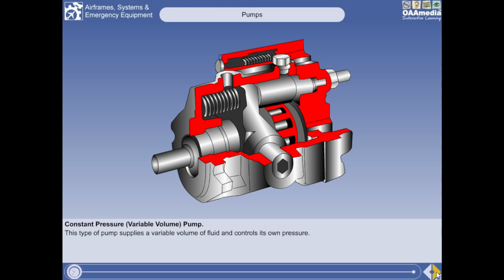The constant pressure, variable volume type of pump supplies a variable volume of fluid and controls its own pressure. This type of pump is typically fitted in modern aircraft, whose systems operate at between 3 and 4,000 psi.